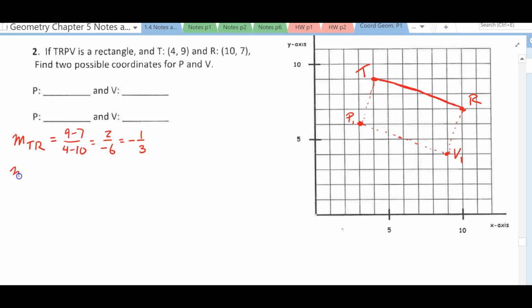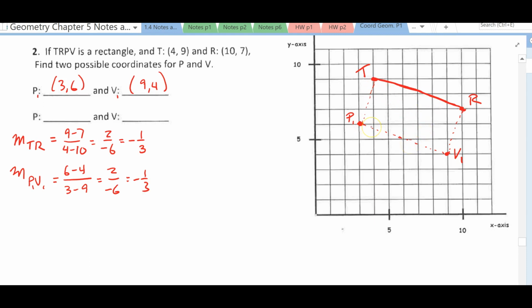Then let's find the slope of P1V1. These points here: this would be (3, 6) and this other point would be (9, 4). So the slope is 6 minus 4 over 3 minus 9. That's 2 over negative 6, which again is negative 1/3. So that's a good sign. I have this pair of opposite sides are parallel.